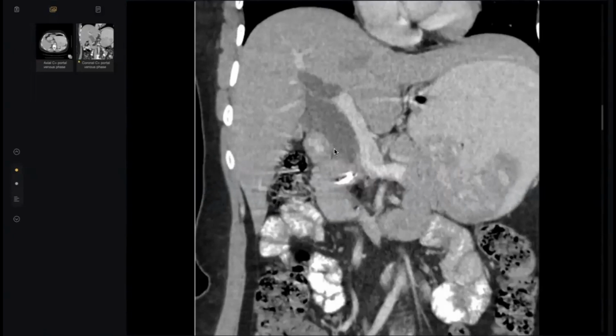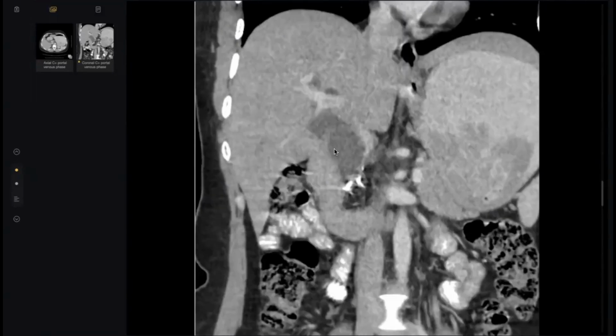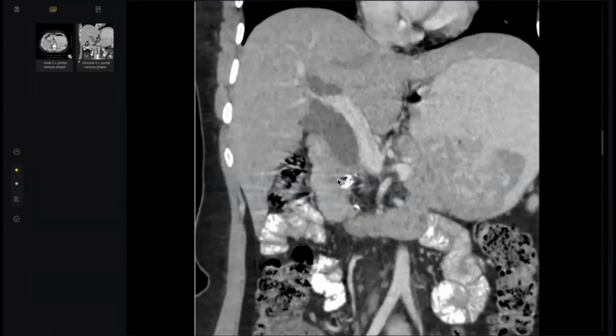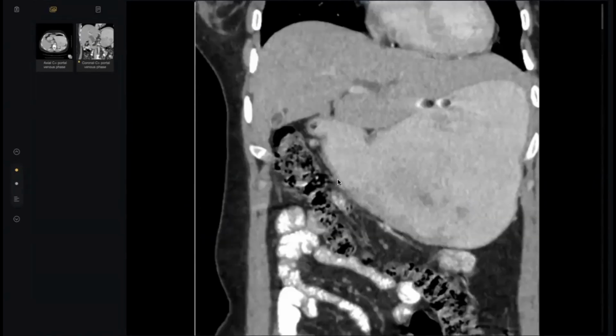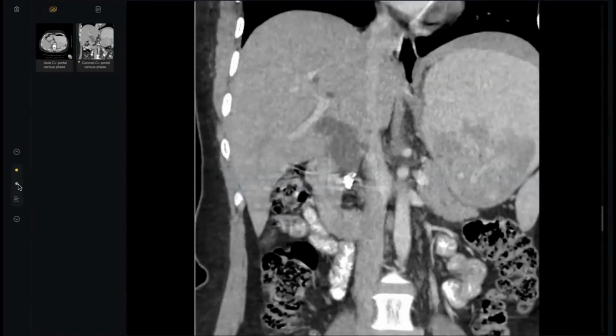This is the CBD, and the calcification is outside the CBD. These are related to the pancreas, the uncinate process of the pancreas. So what's your diagnosis?